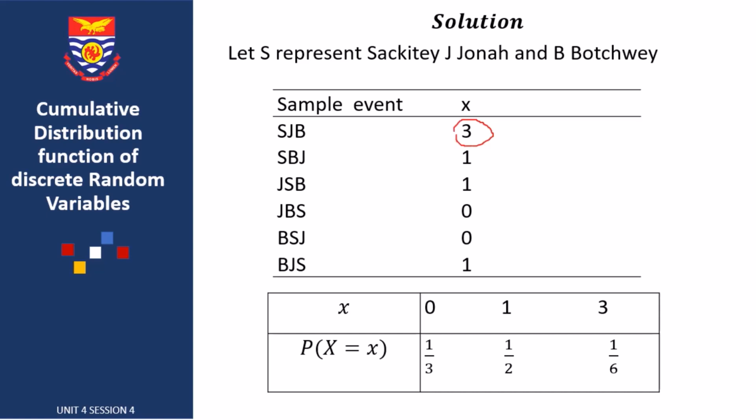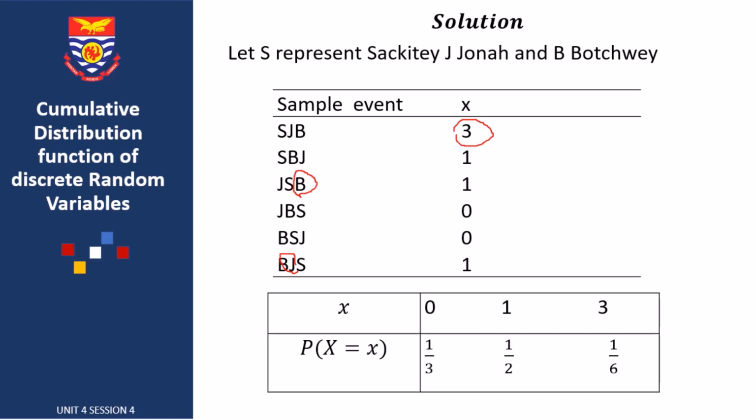Now look at the next one, SBJ. Only S is in its right position. The B and the J have messed up, so you have only one match. So X assumes 1 in this case. The next one is JSB. Here it is only the B which is in its right position, so here also you have only 1. The next, JBS, none of them is in the right position. That will give us 0. And you have BSJ, also none of them. You have BJS, and in this case only J is in its right position, so you have only 1.